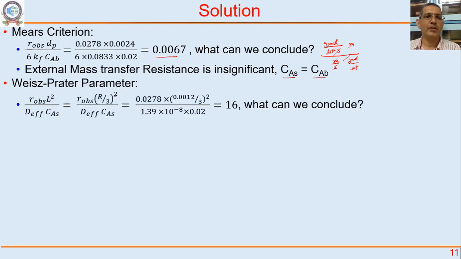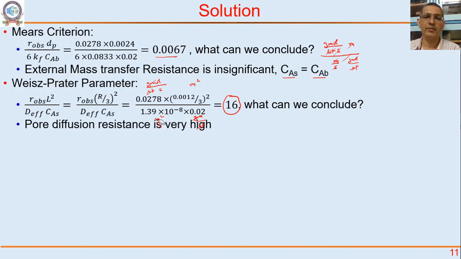Weisz-Prater parameter: R observed, L square, D effective by CAS, that is, R observed, R by 3 squared, D effective, CAS. Take care of units. R observed is gram mole per liter per second, meter square, effective diffusivity in meter square per second, CA bulk gram mole per liter. Take care of units. 16. What do you conclude? Pore diffusion resistance is very high. Remember, the Weisz-Prater parameter is like phi square. Phi square is 16, which means phi is 4.